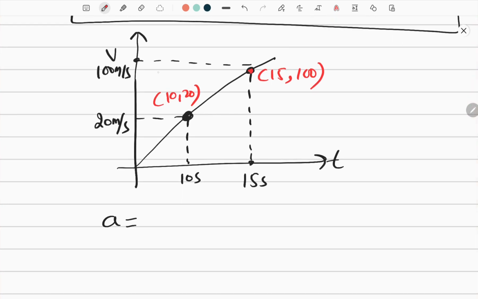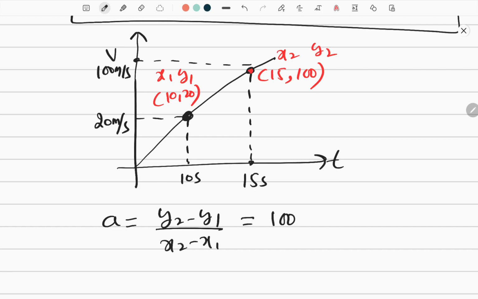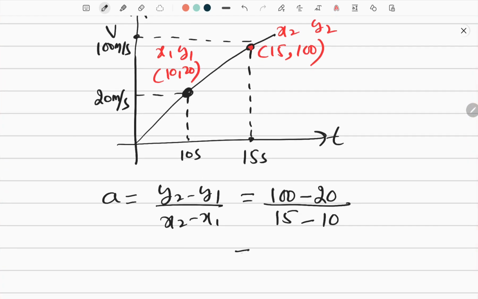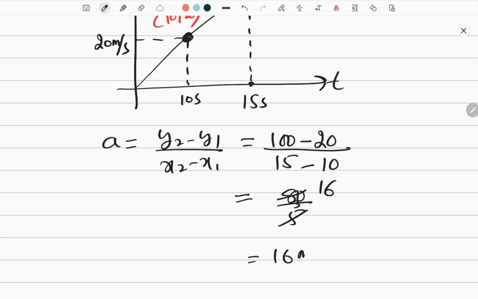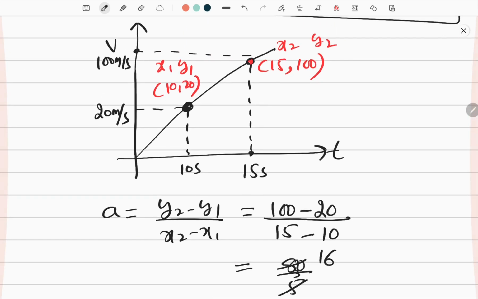All right, so this is like x1 y1, and this is like x2 y2. So acceleration is equal to y2 minus y1 divided by x2 minus x1. Y2 is 100 minus y1 is 20, divided by x2 is 15 minus x1 is 10. All right, correct. So afterwards I'm going to have it as 80 divided by 5. 5 ones are 5, 5 threes are 15, 1 is the carry, then 16. So that is 16 meter per second square. All right, so this acceleration is going to be 16 meter per second square.